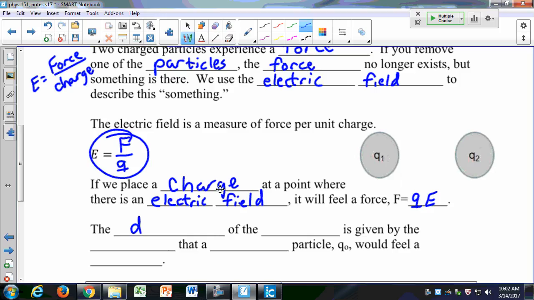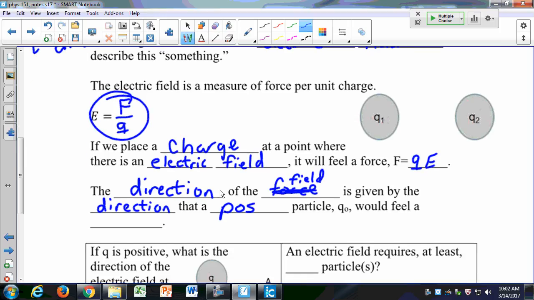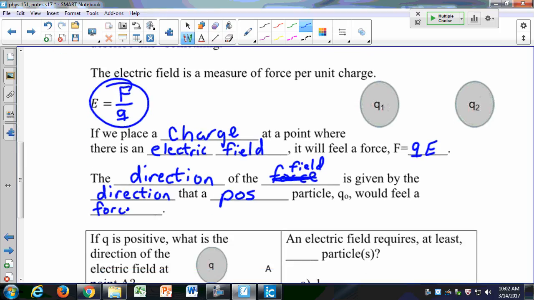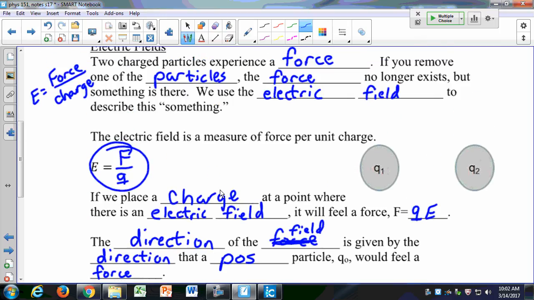The direction of the force is given by the direction that a positive particle would feel, I'm sorry, the direction of the field is given by the direction that a positive particle would feel a force. So for example, I can draw the electric field. I'm going to use these lines to draw the electric field surrounding this charge.